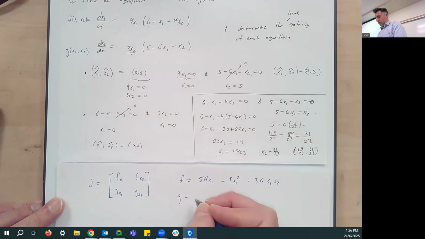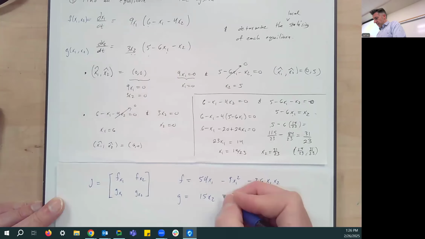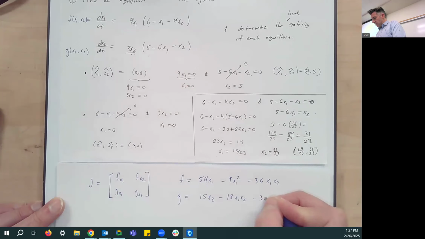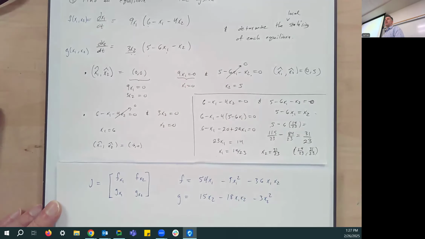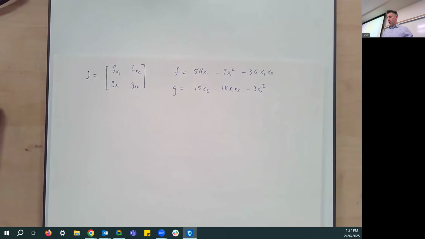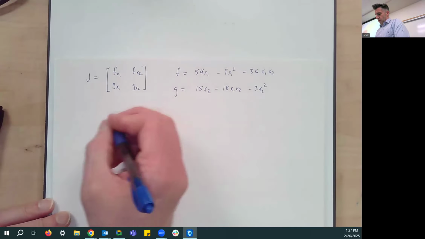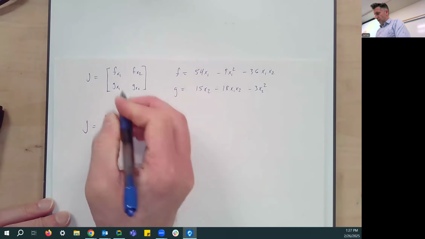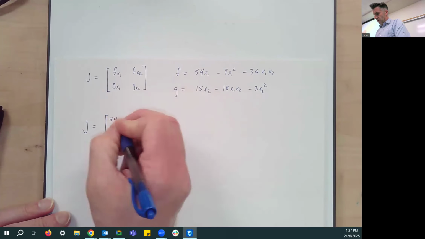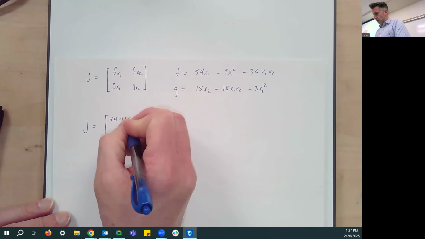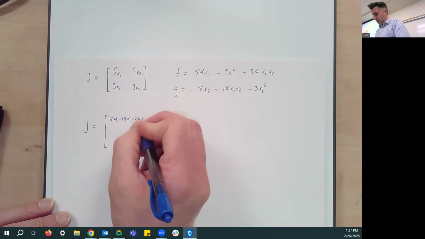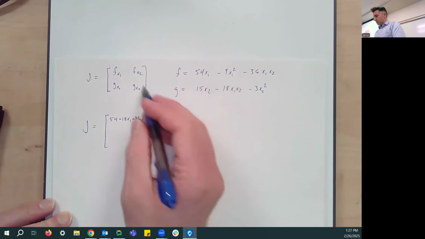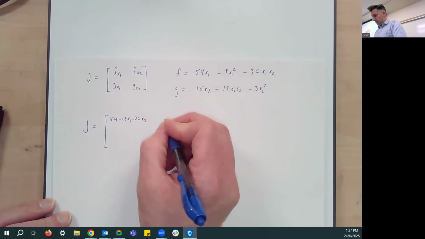Similarly, g is going to equal 15x2, and then minus 18x1x2, and then 3 times minus x2 squared, so minus 3x2 squared. To me, that just seems like it's going to be easier to take the partial derivatives of. Okay, so my Jacobian here is going to equal f_x1, which is going to be 54 minus 18x1 minus 36x2. Ugh. f_x2, which is going to be minus 36x1.